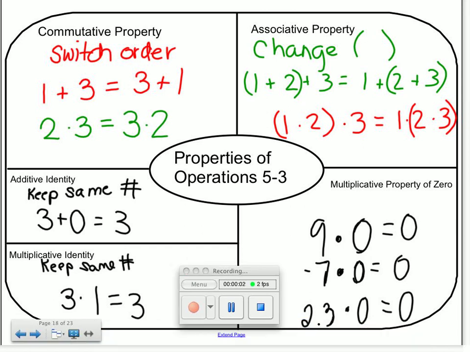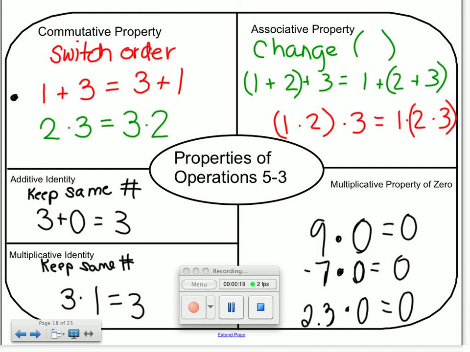Okay, so again, we're talking about properties of operations today. The top left-hand one is the commutative property. We talked about switching your order. So the commutative property of addition would be something like 1 plus 3 equals 3 plus 1. Either way, you get the same answer.